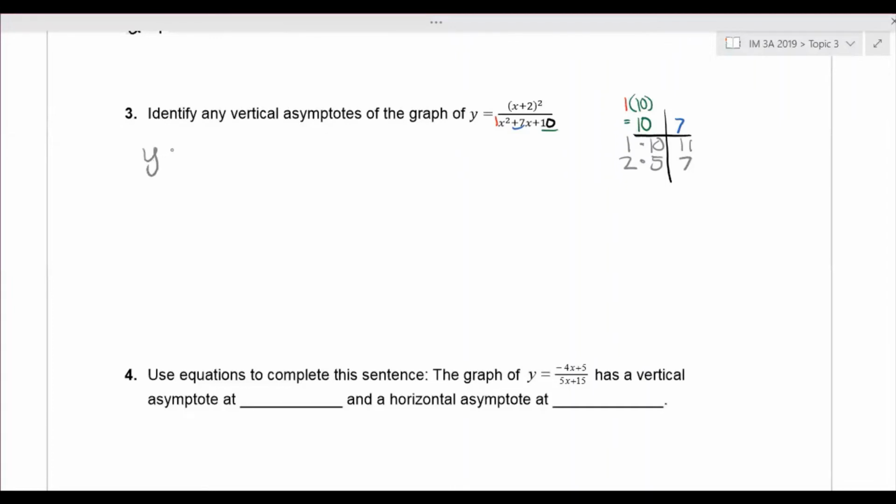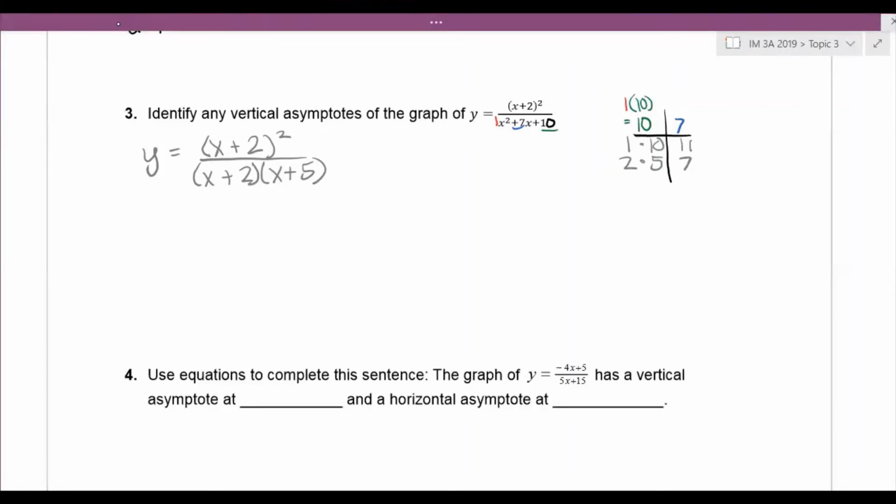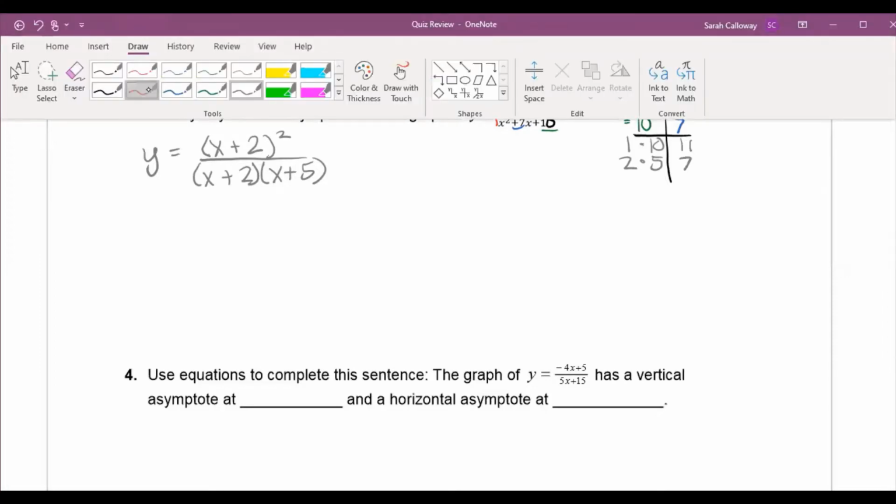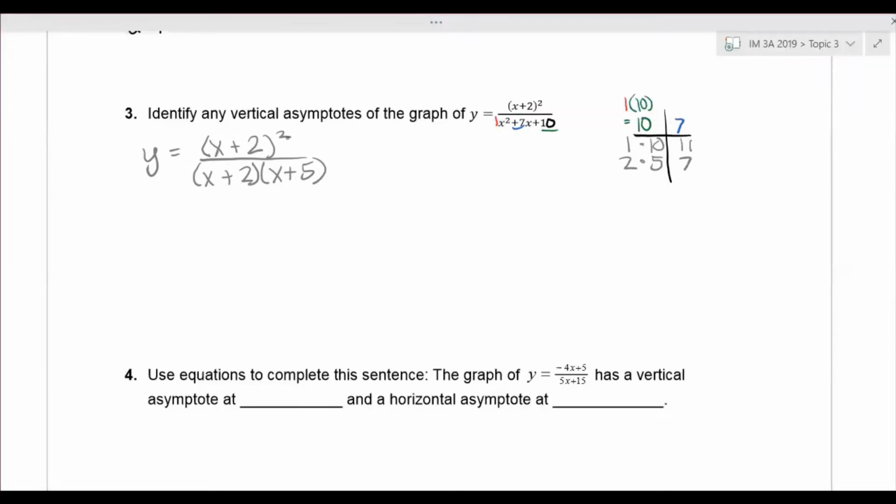So we're going to rewrite our function as y equals x plus 2 squared over x plus 2 times x plus 5, because 5 times 2 multiplies to 10, and 5 plus 2 is 7. And so a vertical asymptote is something that makes a 0 in the denominator. However, since we have x plus 2 squared, I can divide both the numerator and the denominator by x plus 2.